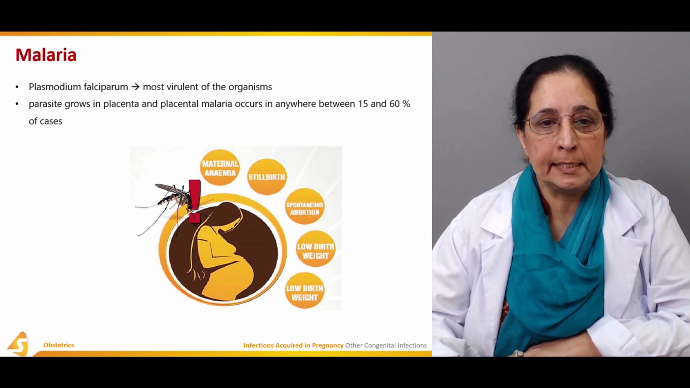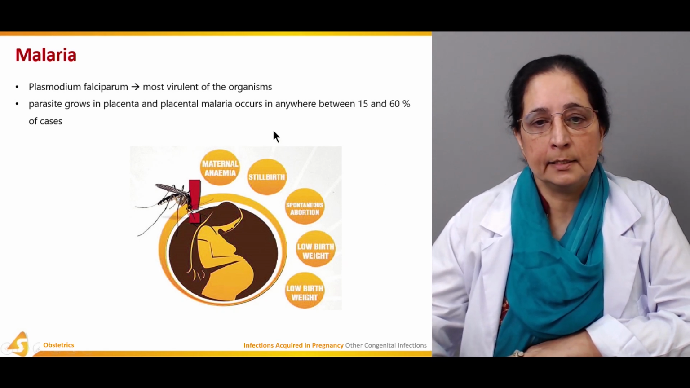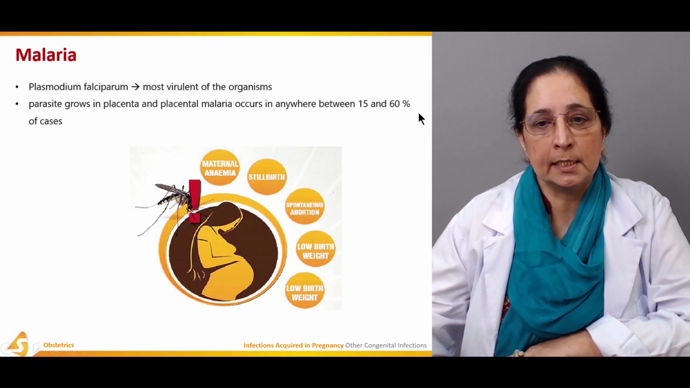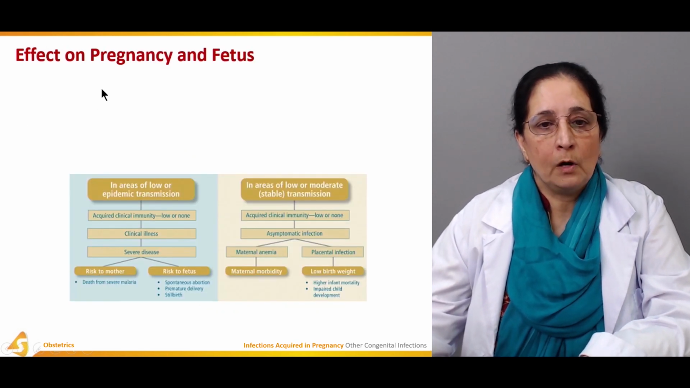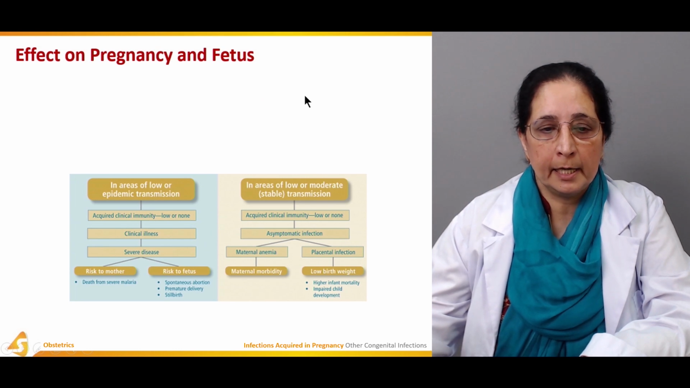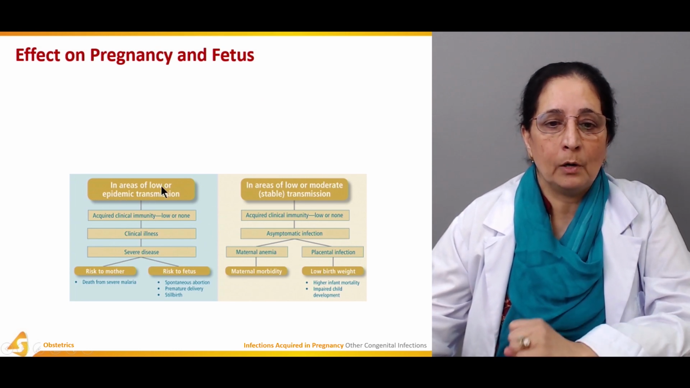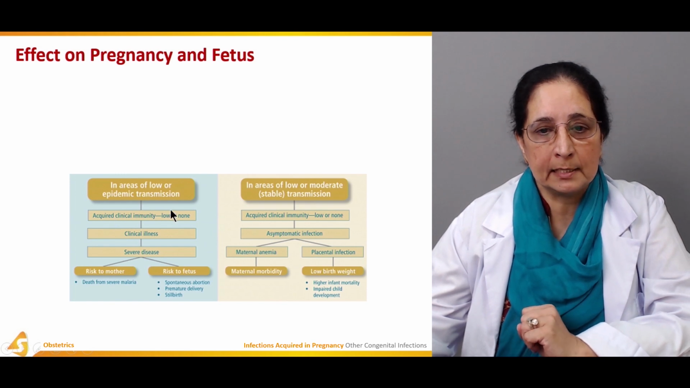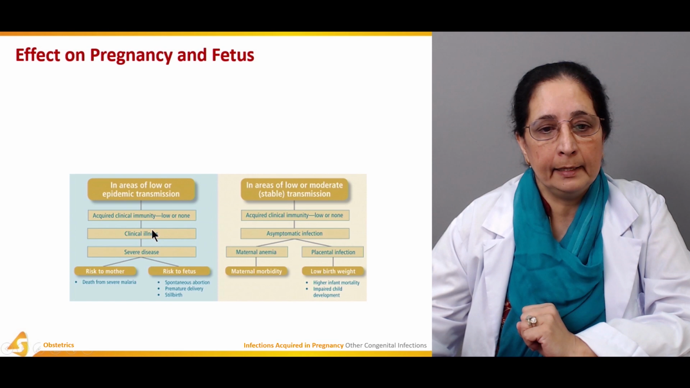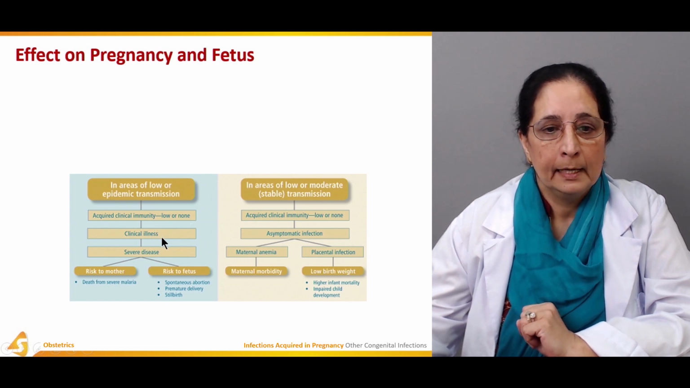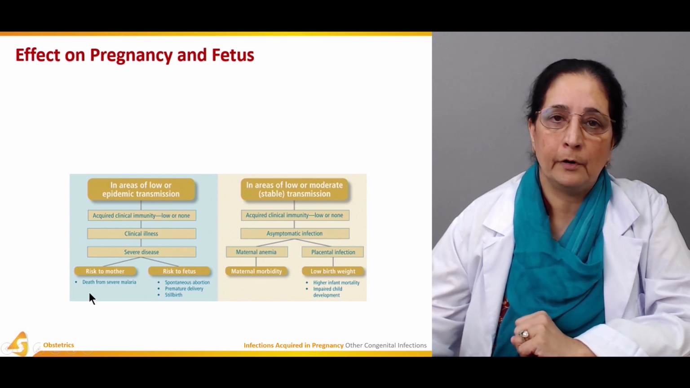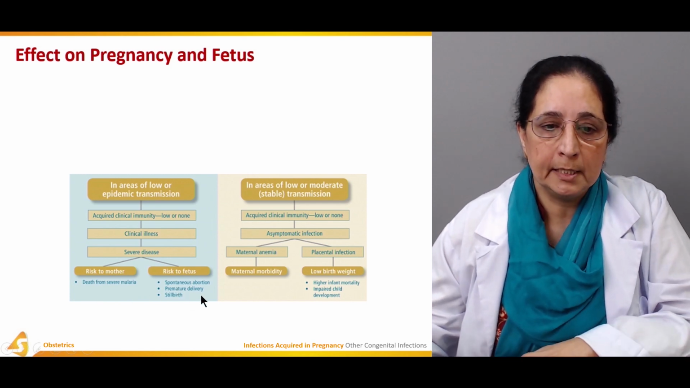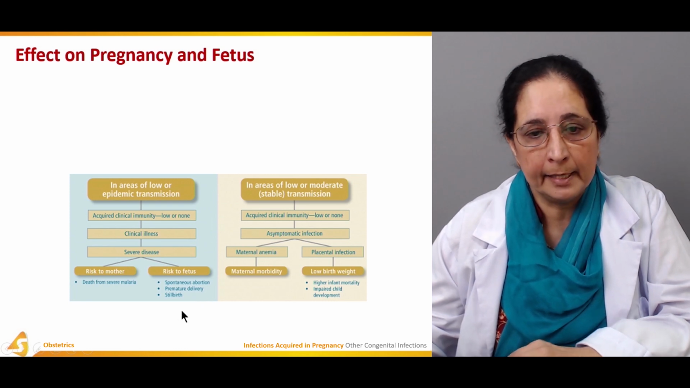Parasites grow in the placenta, and placental malaria occurs in anywhere between 15 and 60% of cases. Effects on pregnancy and fetus in case of malaria in areas of low or epidemic transmission: acquired clinical immunity is low or none, clinical illness, there is severe disease, risk to mother, risk to fetus. Risk to mother is death from severe malaria. Risk to fetus is spontaneous abortion, preterm delivery, and stillbirth.